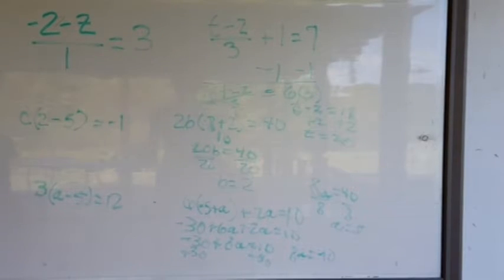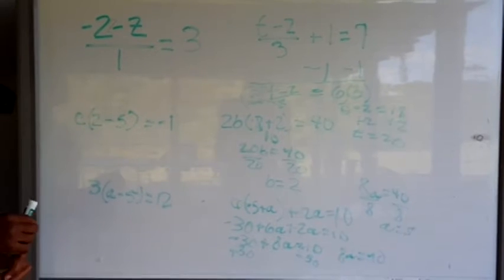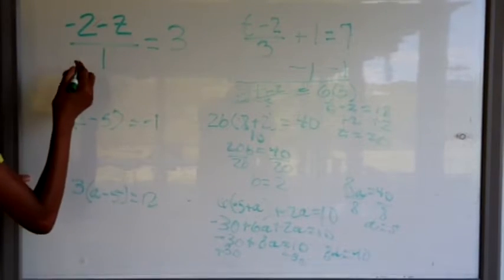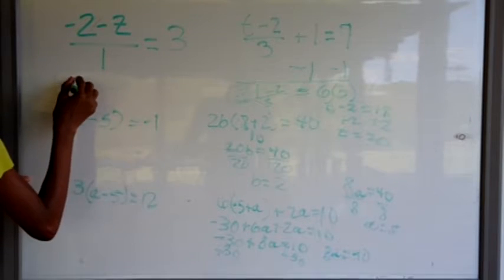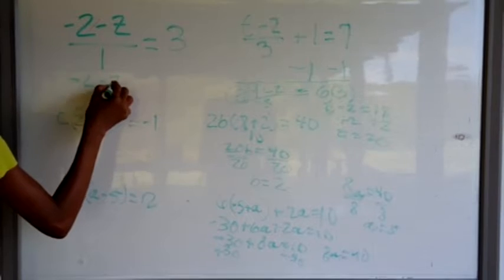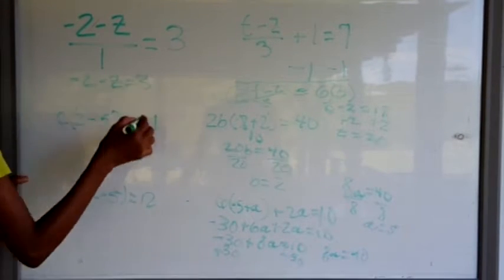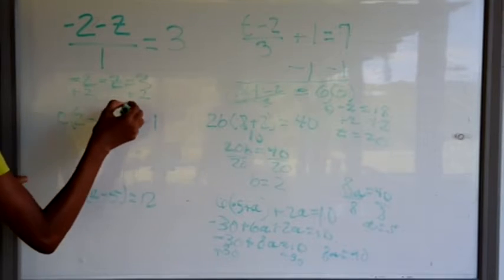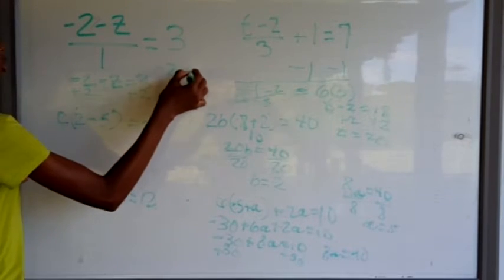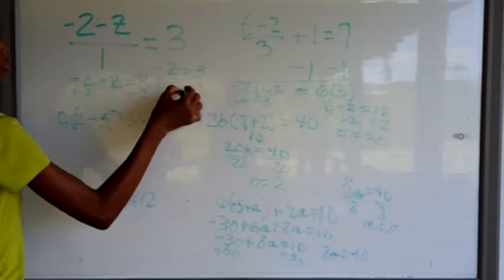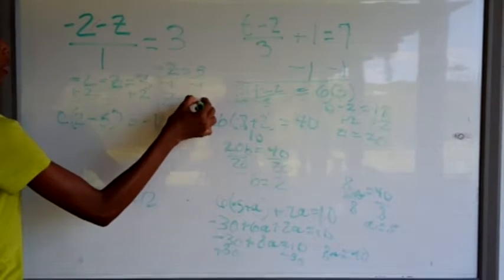So now we have negative 2 minus z divided by 1 equals 3. So we're going to multiply by 1 and we're left with negative 2 minus z equals 3. And then we add 2, and we're left with negative z equals 5. And so then divide by negative 1, and we're left with z equals negative 5.